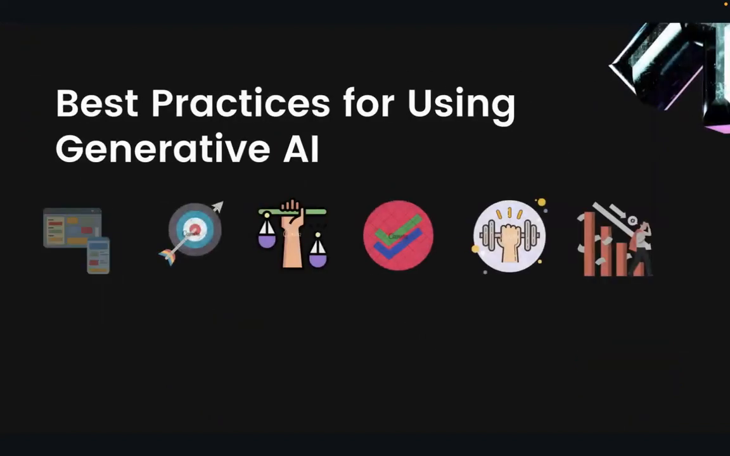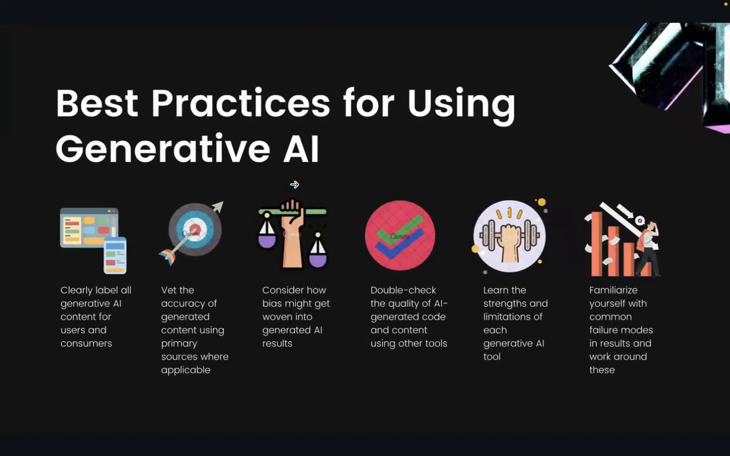Best practices for using generative AI in the industry right now are: clearly label all generative AI content for users and consumers. The data that is used to train the model has to be vetted for the accuracy of generated content using primary sources where applicable. We have to consider how bias might get woven into generated AI results. We need to double check the quality of AI generated code and content using other tools. We need to learn the strengths and limitations of each tool used, familiarize ourselves with common failure modes and results, and work around these.